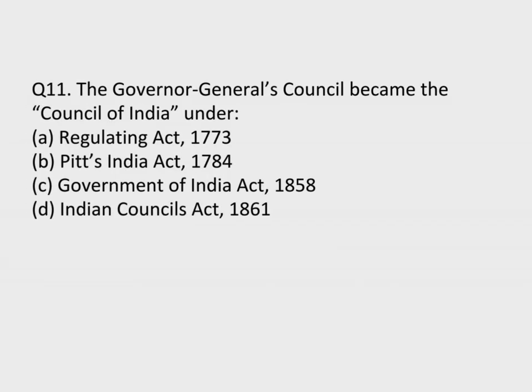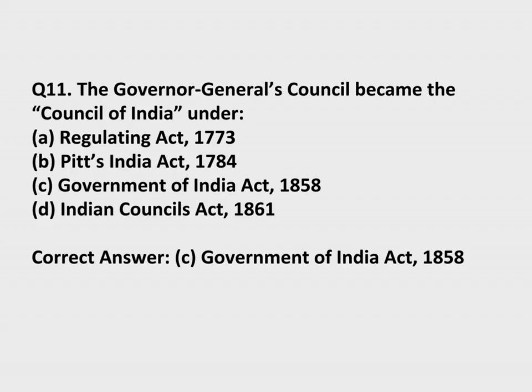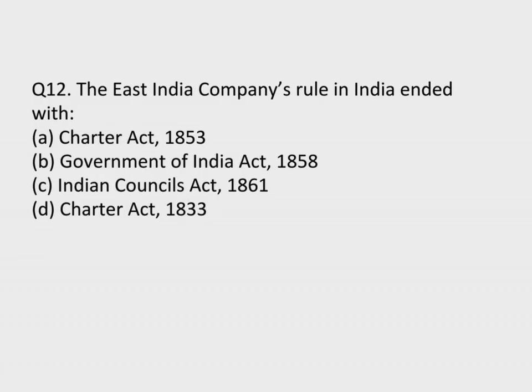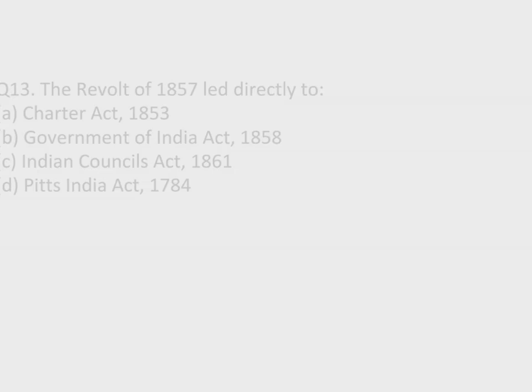11. The Governor-General's Council became the Council of India under. Correct answer, C. Government of India Act, 1858. 12. The East India Company's rule in India ended with. Correct answer, B. Government of India Act, 1858.